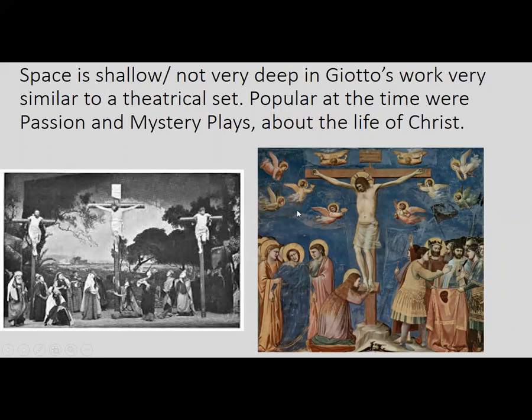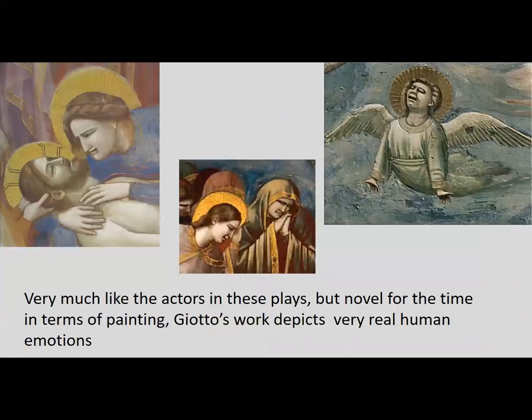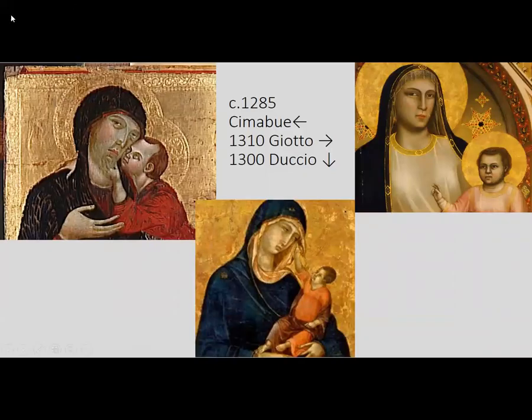The stage is really shallow, and these paintings that Giotto did for the Scrovegni chapel are also set like this, where there's not really deep space. These are examples of real grieving emotions on these people's faces. They're very real human emotions, whereas before, what painters would do is copy other artists' work.